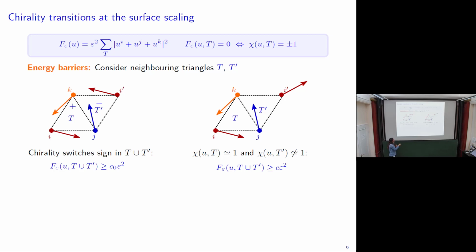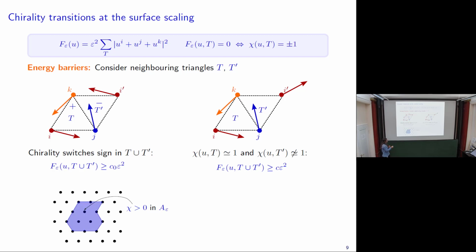Okay, let's focus a bit on this property here. What does it tell you? It tells you that if I consider a sequence U epsilon and I let A epsilon be the set where my chirality is positive, then this is obviously a union of triangles. And I can bound the Hausdorff measure of the boundary of my A epsilon with the side length of a triangle times the number of the boundary triangles.